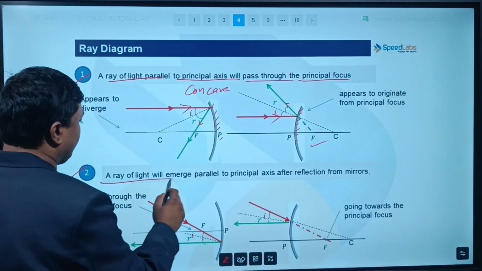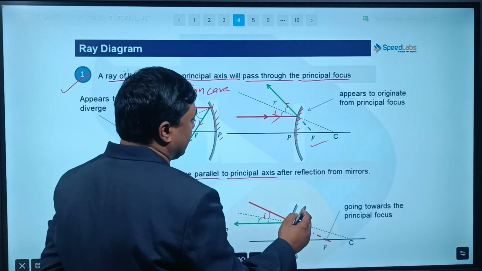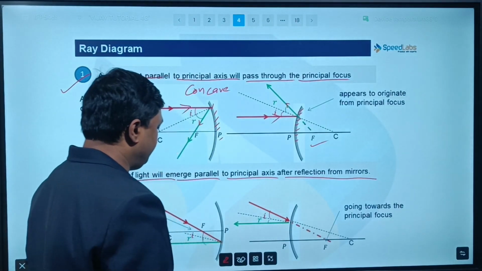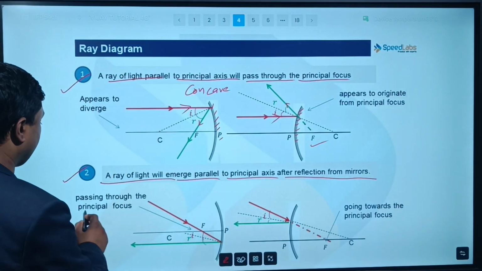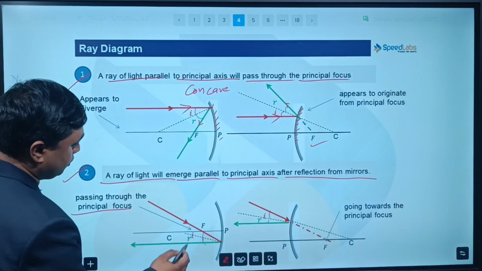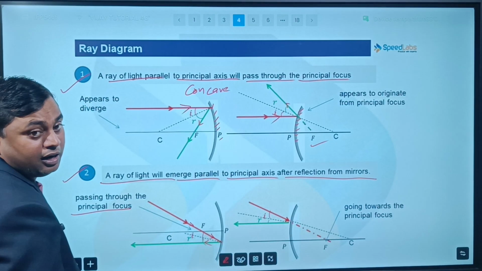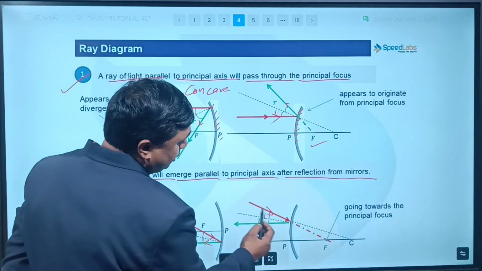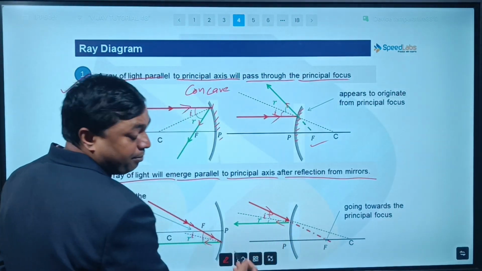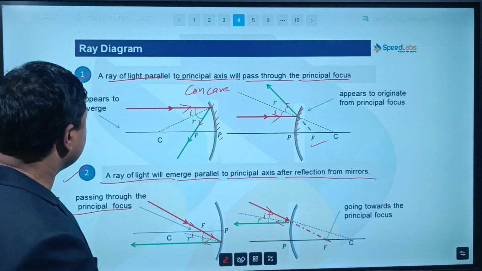Second rule: a ray of light passing through the principal focus will emerge parallel to the principal axis after reflection from the mirror. When this ray of light is passing through the focus, after reflection it becomes parallel. Or if a ray of light is directed towards the focus, after reflection it becomes parallel. This is the second rule.